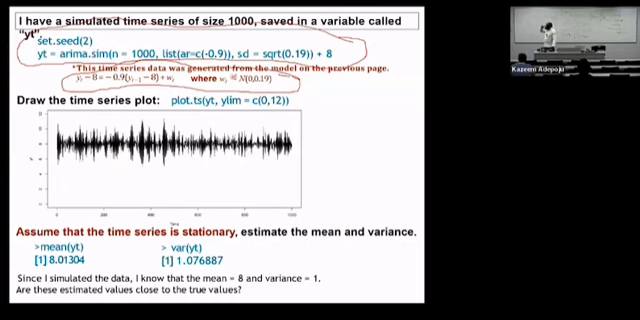Now, what is the meaning of setting seed? Set the seed equal to 2. If we don't set the seed, we're actually going to generate a different data set.